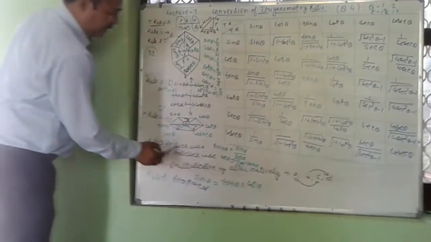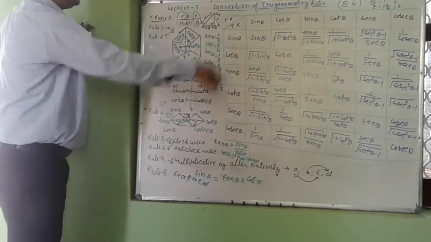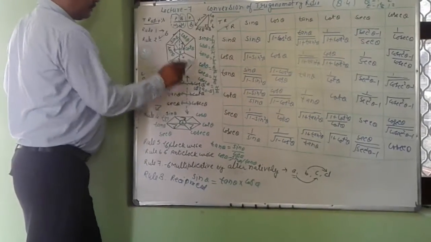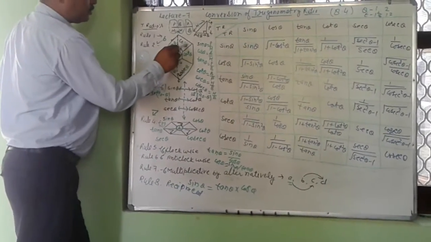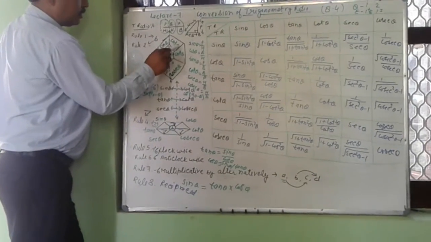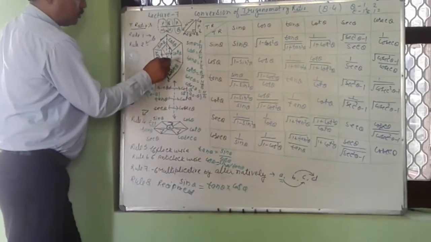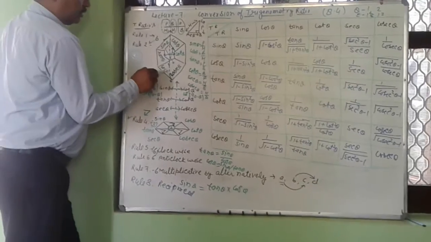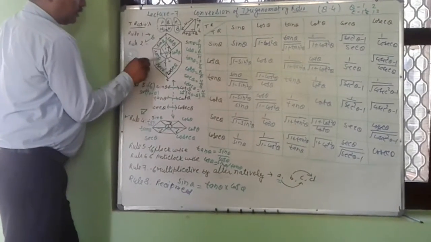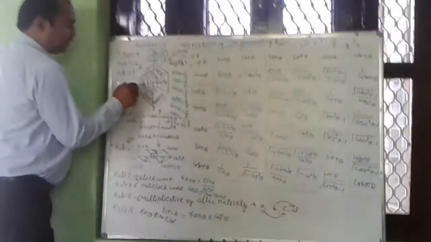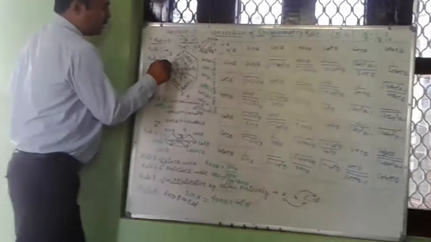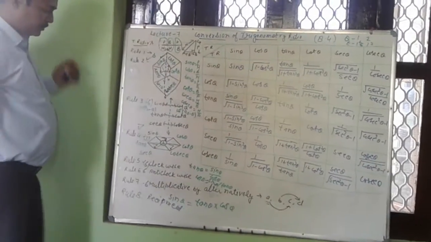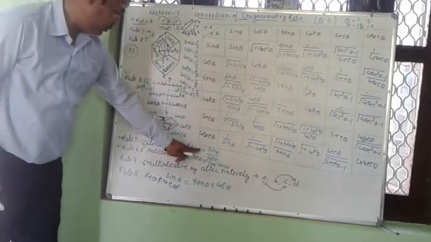Now the clockwise relation. The clockwise relation is like this. If we write tan theta, then it is sin theta upon cos theta. Sin theta is cos theta upon cot theta. Cos theta is cot theta upon cosec theta. Cot theta is cosec theta upon sec theta. Cosec theta is sec theta upon tan theta. Sec theta is tan theta upon sin theta. Or tan theta is sin theta upon cos theta. 6 trigonometric ratios come from here.